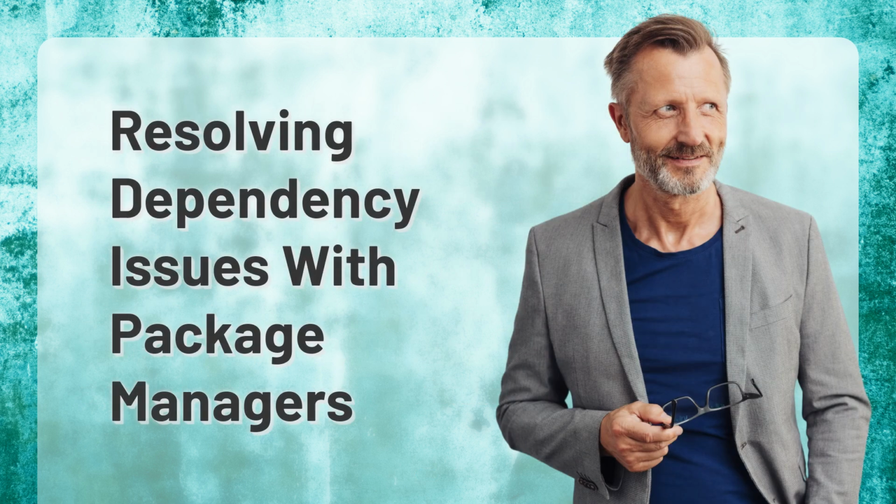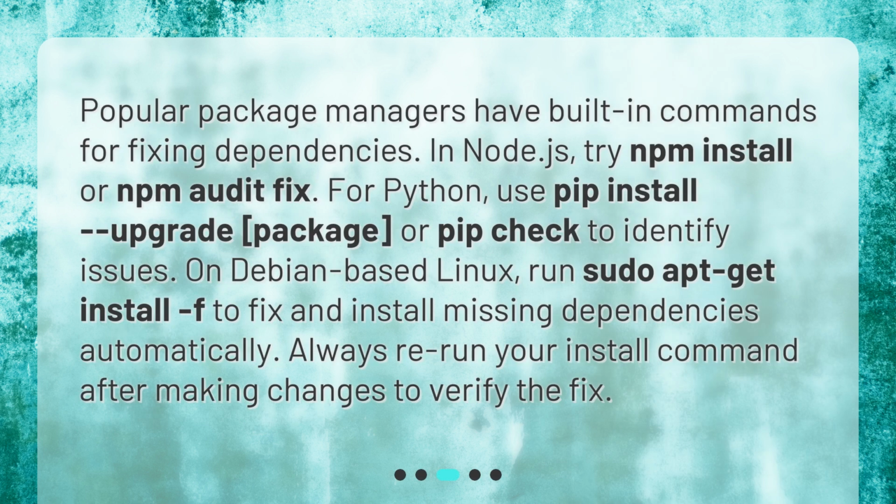Resolving dependency issues with package managers. Popular package managers have built-in commands for fixing dependencies. In Node.js, try npm install or npm audit fix. For Python, use pip install --upgrade package or pip check to identify issues. On Debian-based Linux, run sudo apt-get install -f to fix and install missing dependencies automatically. Always rerun your install command after making changes to verify the fix.